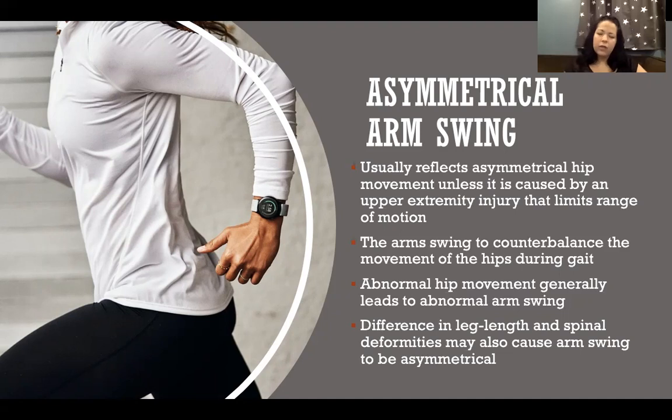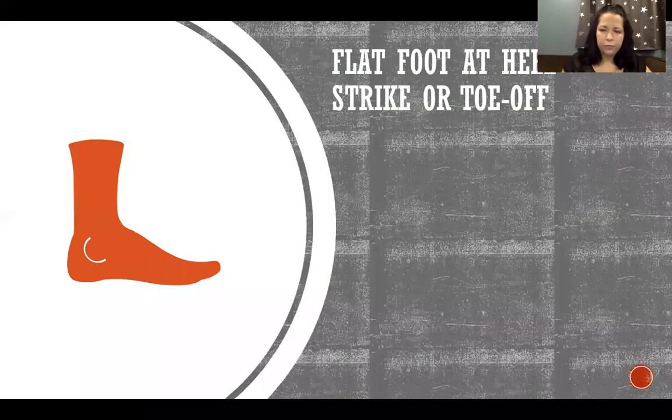Because in that case, that supersedes the counterbalancing action of the hips. Difference in leg length and spinal deformities could also cause arm swing to be asymmetrical. So the leg length, it's really because it's causing asymmetrical pelvic motion, which causes asymmetrical arm swing. But then if there's spinal deformities like scoliosis, for example, then that also can cause the arms to swing asymmetrically.